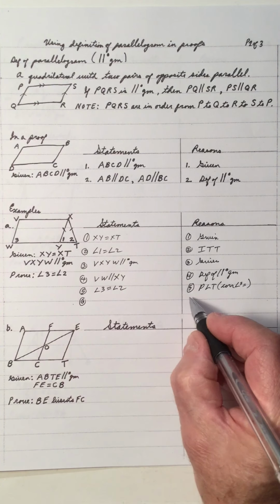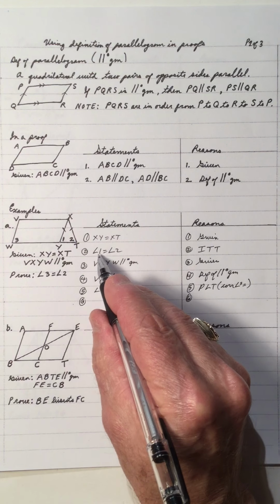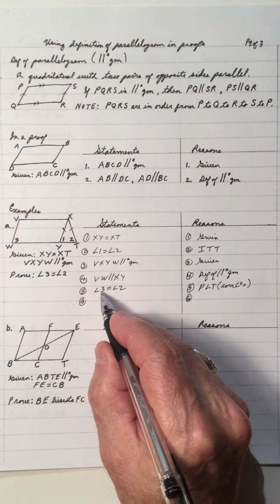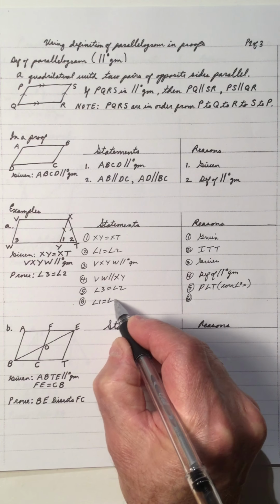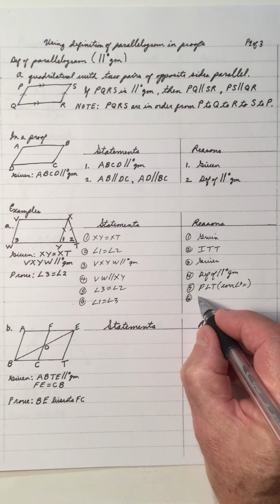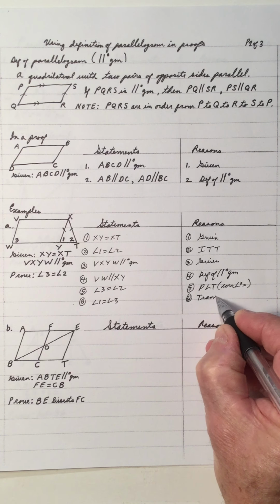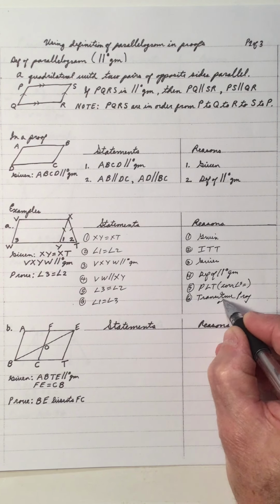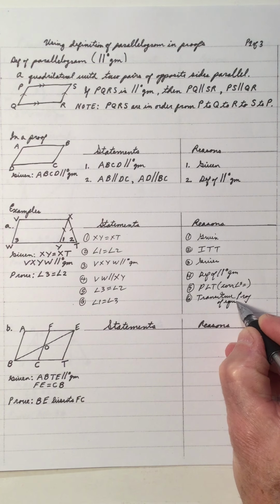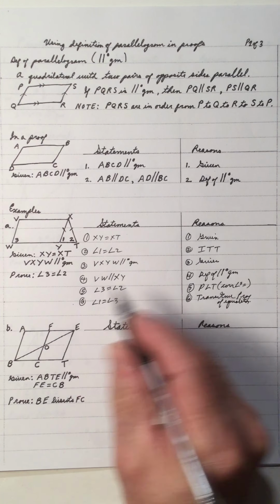And as a result, I now have 1 equals 2, 3 equals 2, so that means angle 1 equals angle 3, and the reason is the transitive property of equality. And the proof is done.